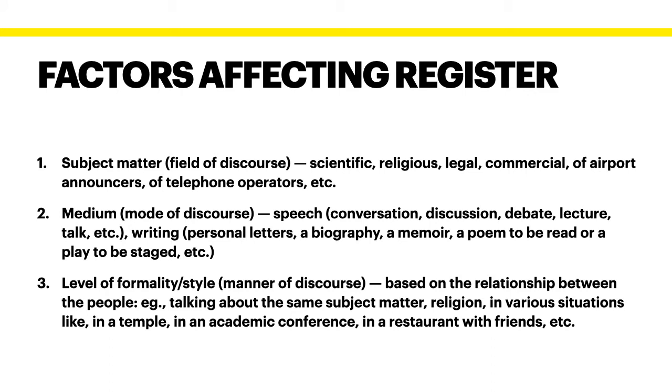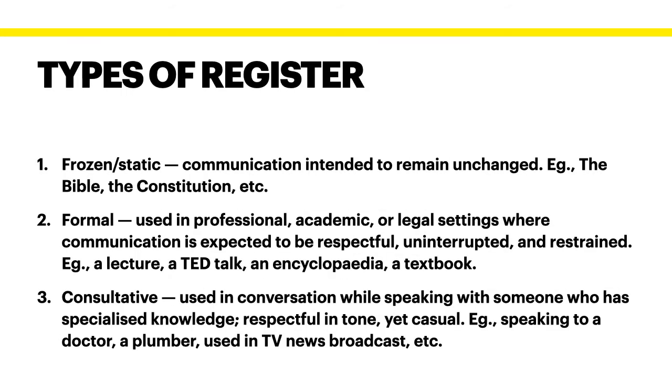Talking to a priest, speaking at an academic conference, or having a conversation with friends, all these are the same mode of discourse, but still, because the level of formality in each situation is different, the register will be different. So these are the important factors affecting register: the field of discourse, also known as subject matter, the mode of discourse or the medium of discourse, and the manner of discourse or the level of formality required for that discussion. Now we will look at the different types of register.